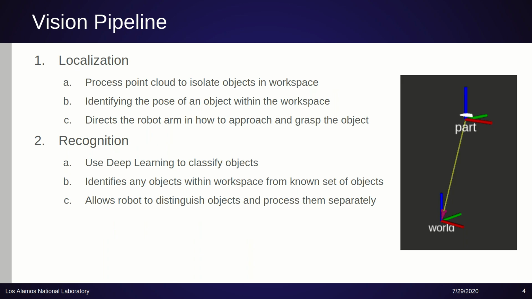The vision pipeline is composed of two main components, localization and recognition. To locate the object in space, the point cloud from the depth camera is processed and a pose of the object is found. An example of this can be seen in the image where the pose of the cube is estimated with respect to the world frame. This information is used to direct the manipulator in how to approach and grasp the object.